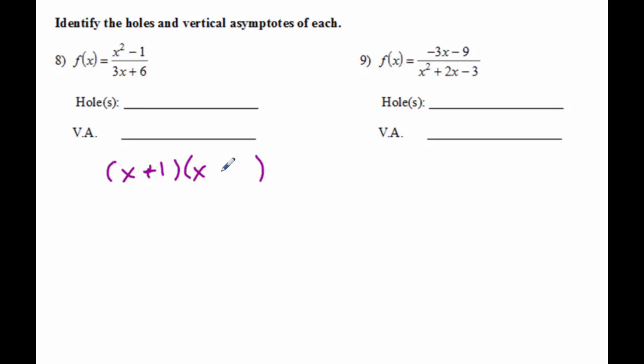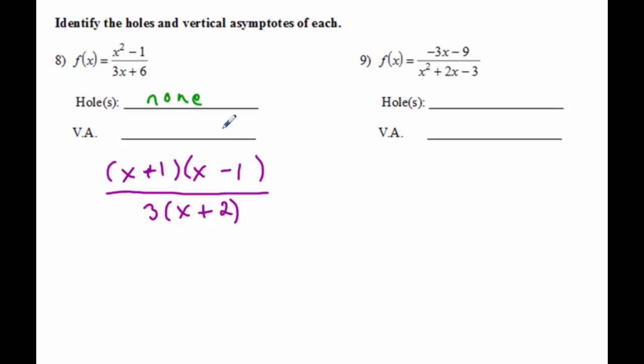Yeah, Ryan? Oh, okay, sorry, my bad, Ryan. On the bottom, what do they have in common that I can take out? 3. And that leaves me with x plus 2. Now, the reason we are factoring the top and the bottom is because if something cancels, that is a hole. Does anything cancel? No. So there is not a hole, so we would write none.